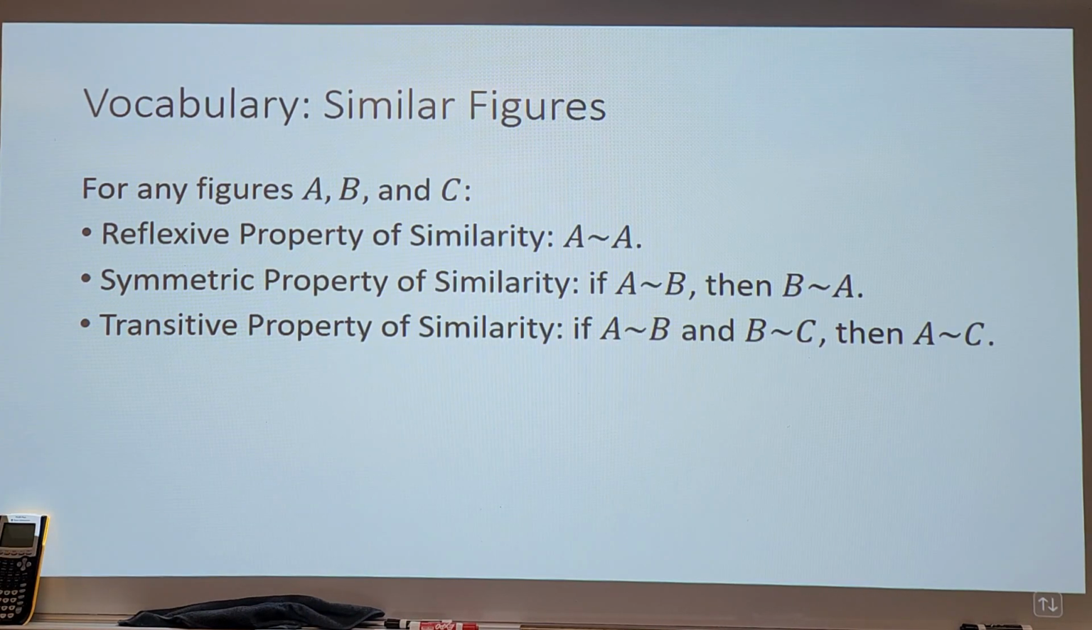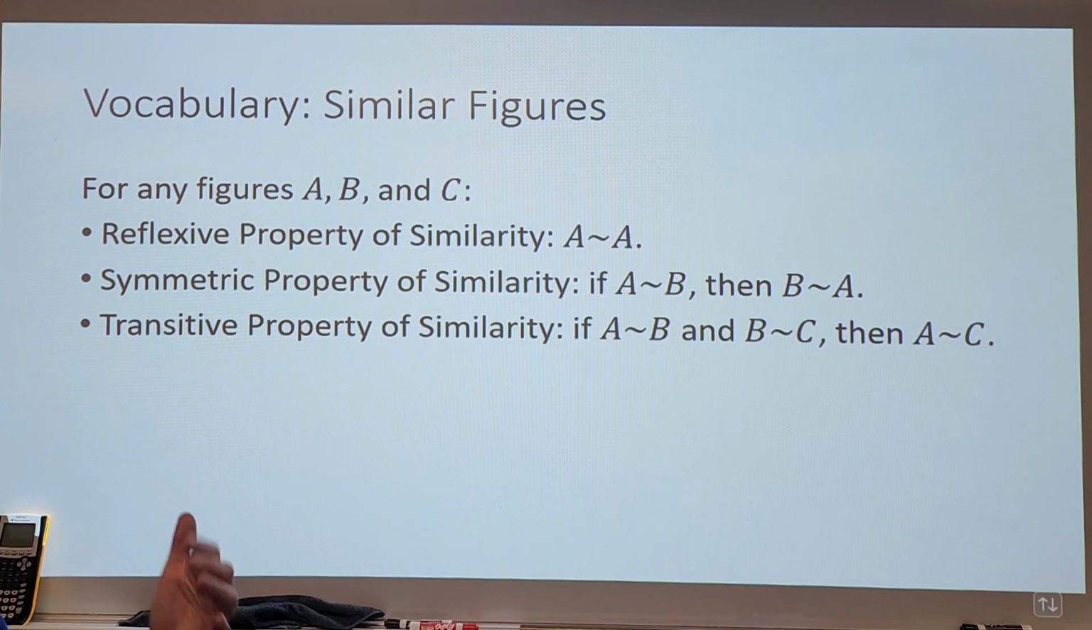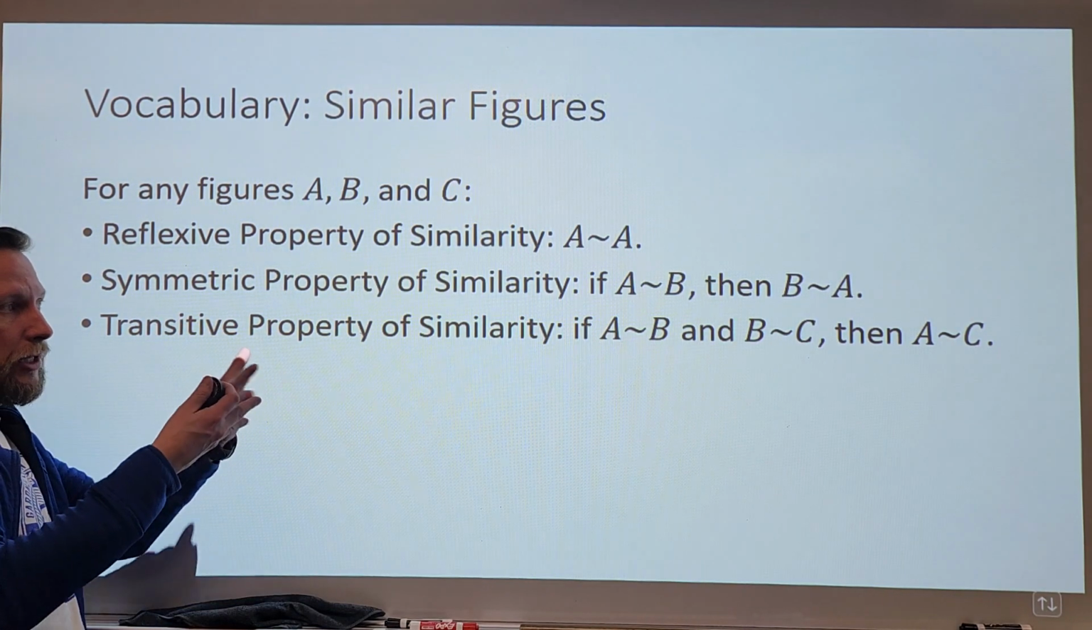So, for any figures A, B, and C, these properties are true. You can just write those down, all right? If A is similar to B, then B is similar to A. Transitive property of similarity: if A is similar to B and B is similar to C, then A is similar to C. Every figure is similar to itself, obviously, even though that scale factor is 1. We call that congruence, but congruence and similarity are kind of the same thing.